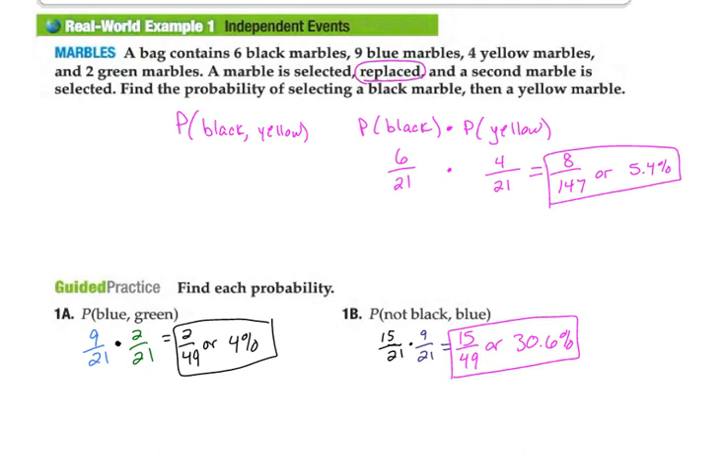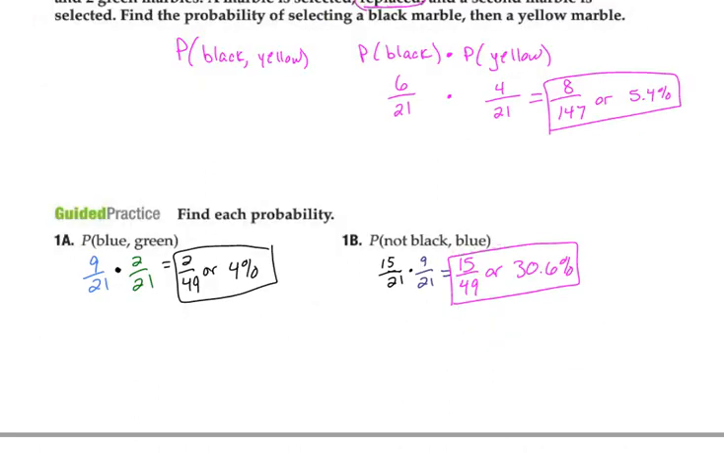Okay, there we go. Blue is 9 out of 21. Green is 2 out of 21, which gives us about a 4% chance. B is a little bit different because it's not black. There's 15 of the 21 that are not black, and 9 out of 21 that are blue, so that does give us about a 30.6%. Again, because that was replaced, those are considered independent events.